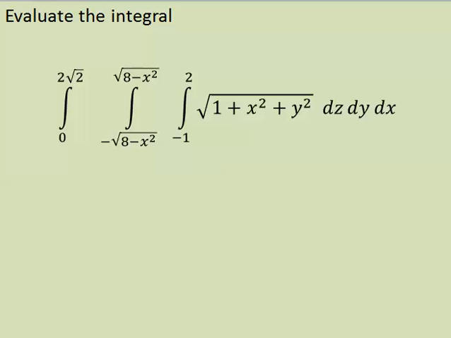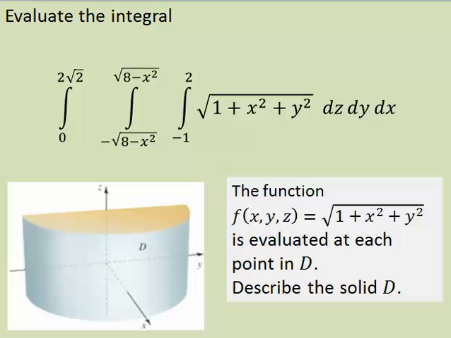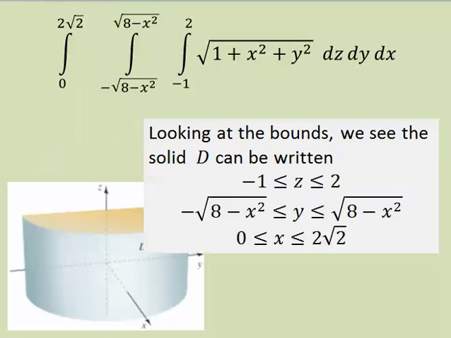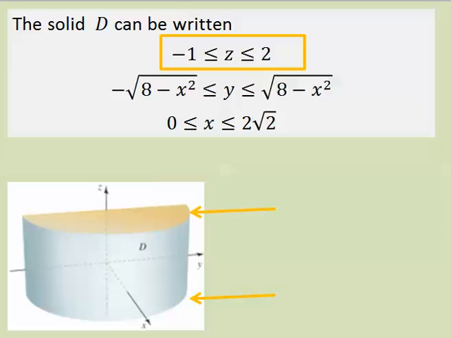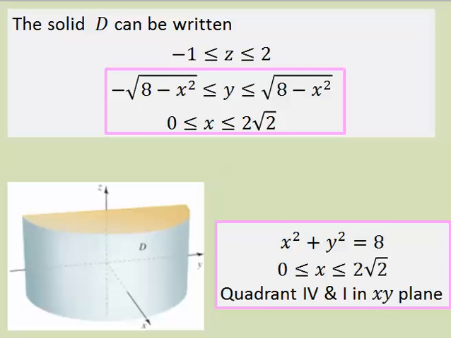We are given this problem. Notice that the problem is presented in terms of Cartesian coordinates. What is the solid D over which the function is evaluated? Looking at the bounds, I see this. Z is between two planes, and x and y together map out half a circle.